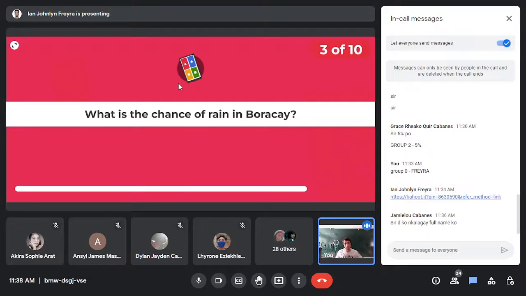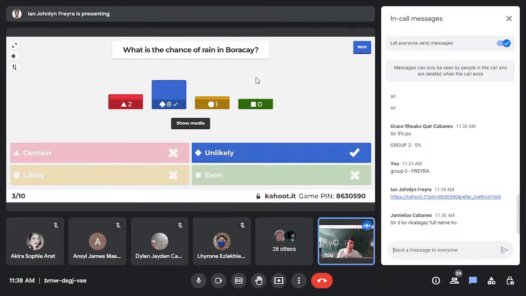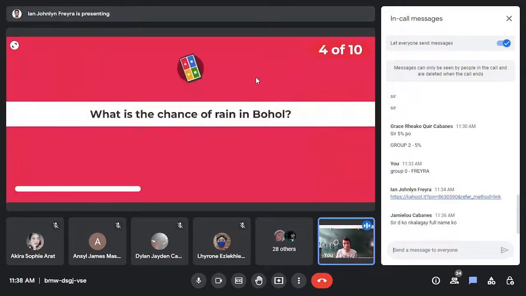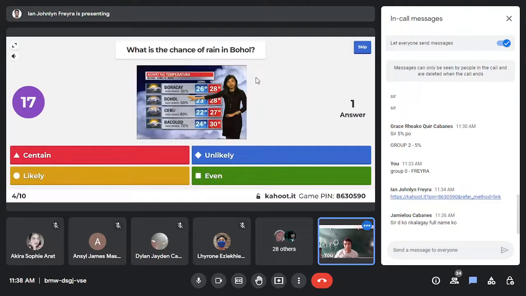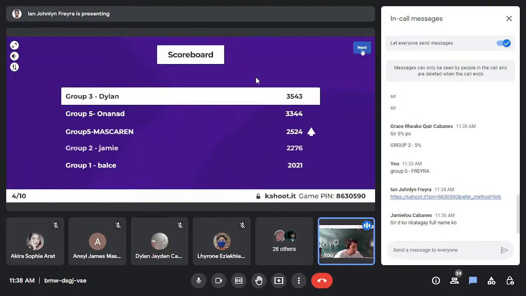What is the chance of rain in Boracay? Tignan sa picture, ano ba yung chance ng rain sa Boracay? Unlikely. Oh, si Dylan muna. Ayos ah. What is the chance of rain in Bohol? Okay.